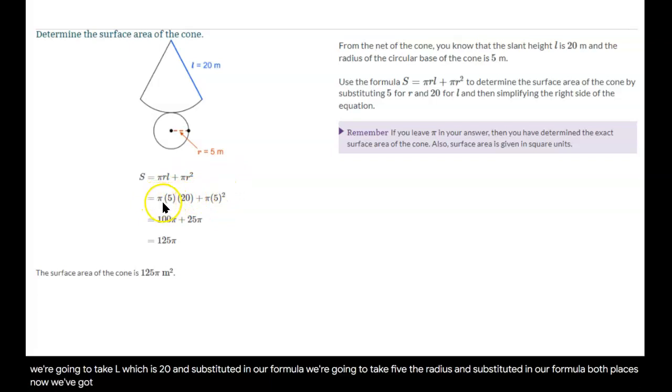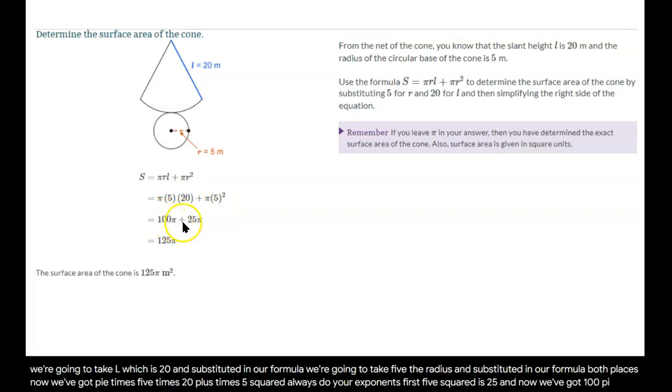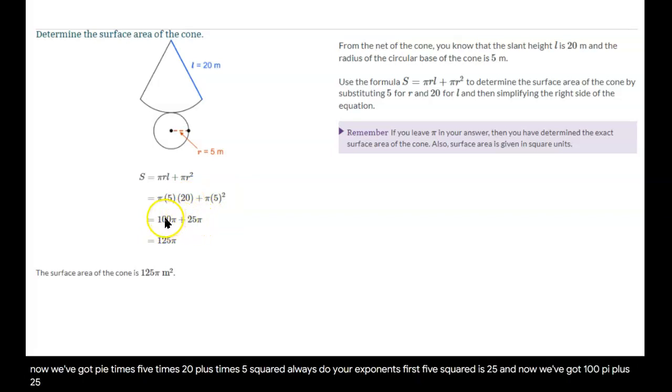Now we've got pi times 5 times 20 plus 5 pi times 5 squared. Always do your exponents first. 5 squared is 25. And now we've got 100 pi plus 25 pi. When we add those together, we get 125 pi. Notice that this is the exact surface area of the cone.